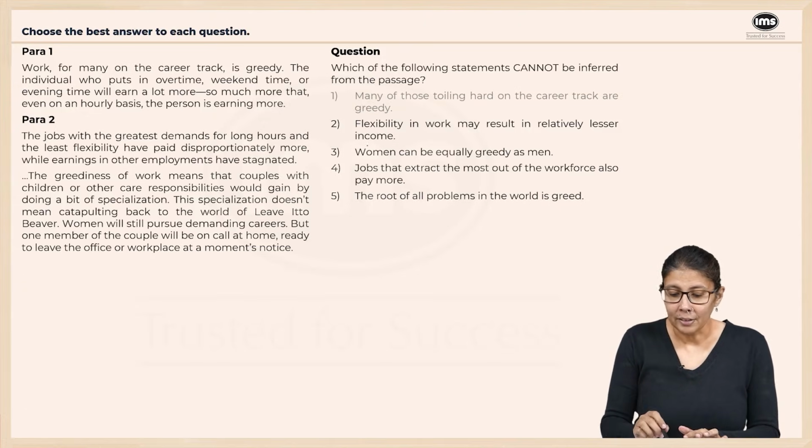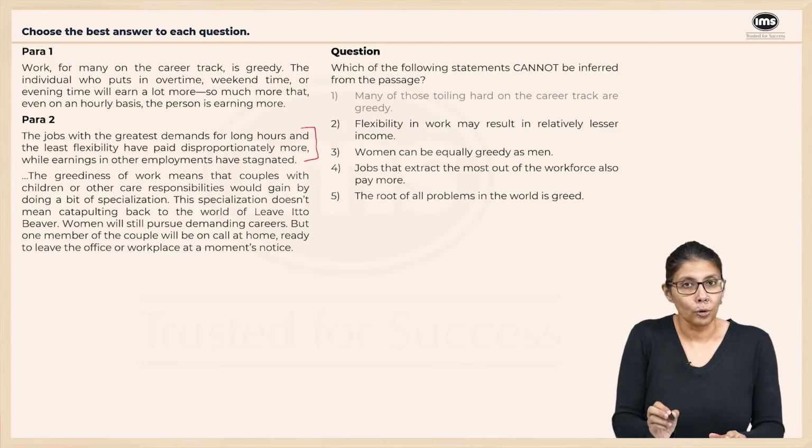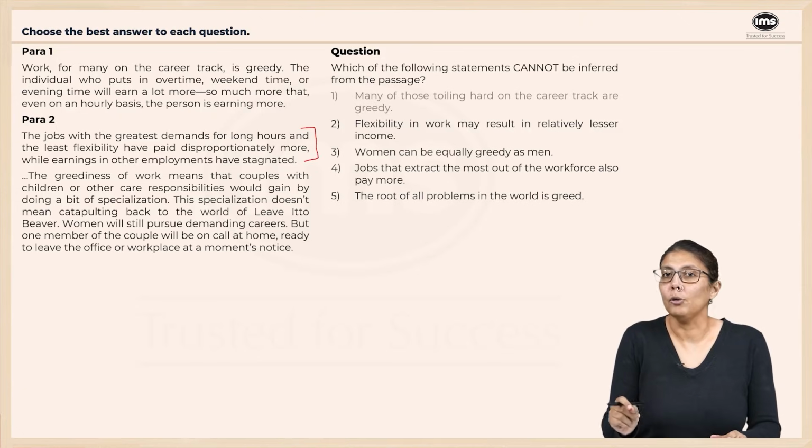The second option says flexibility in work may result in relatively lesser income. Now, it says very clearly in paragraph 2, the jobs with the greatest demands for long hours and the least flexibility have paid disproportionately more, while earnings in other employments have stagnated. So, a flexible role is going to pay you less money. This is clear from paragraph 2. This is not our answer.